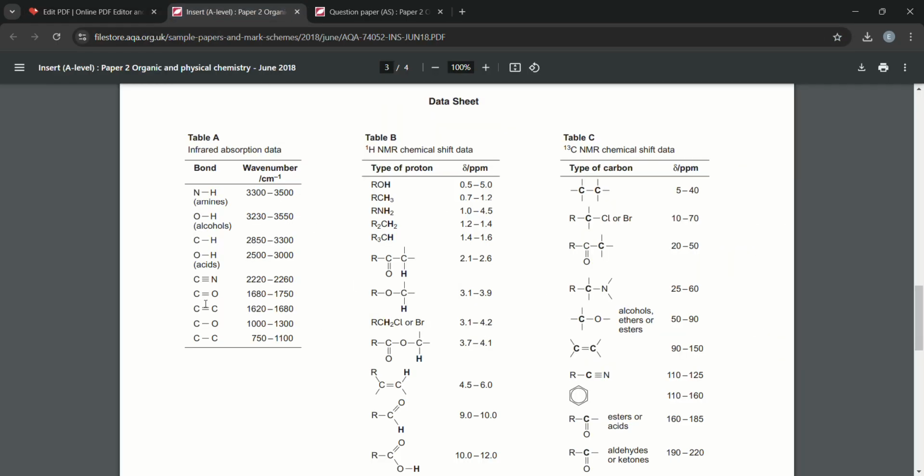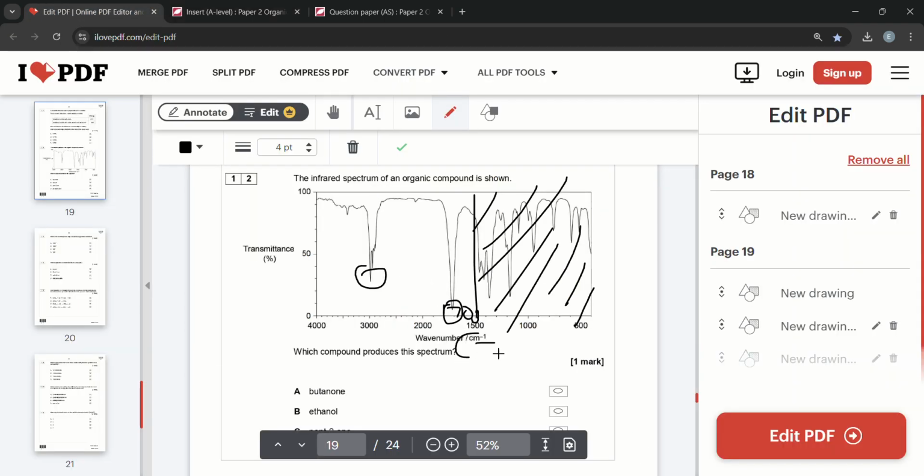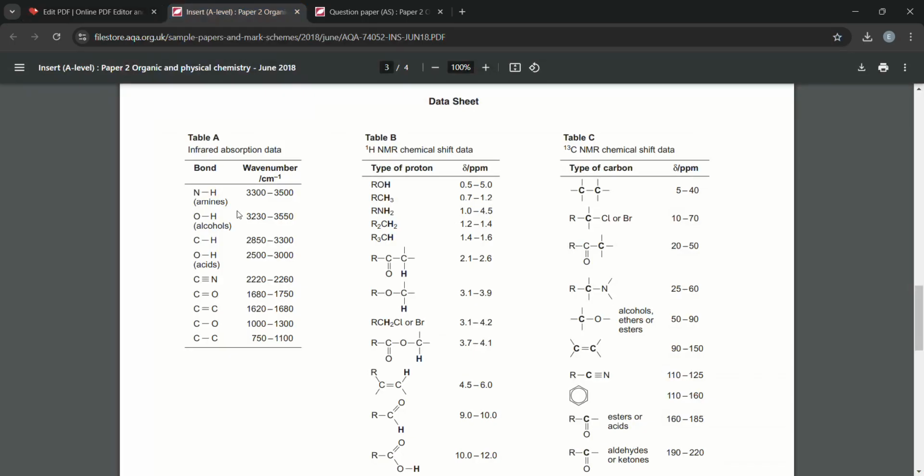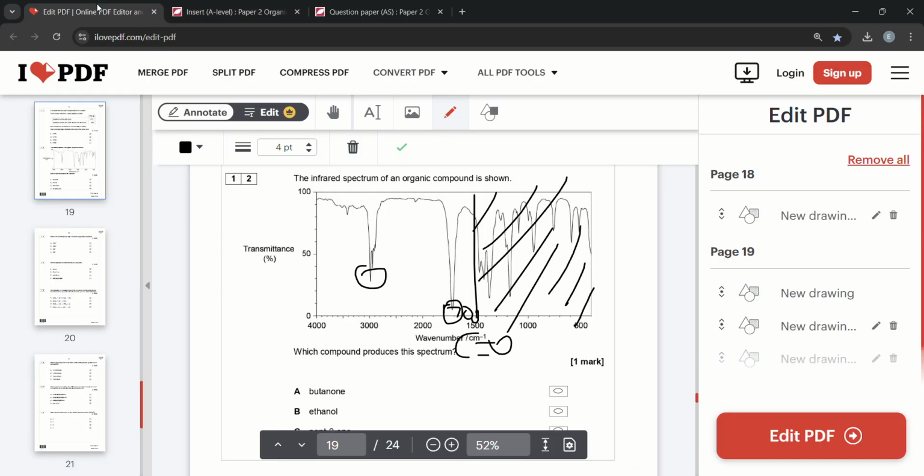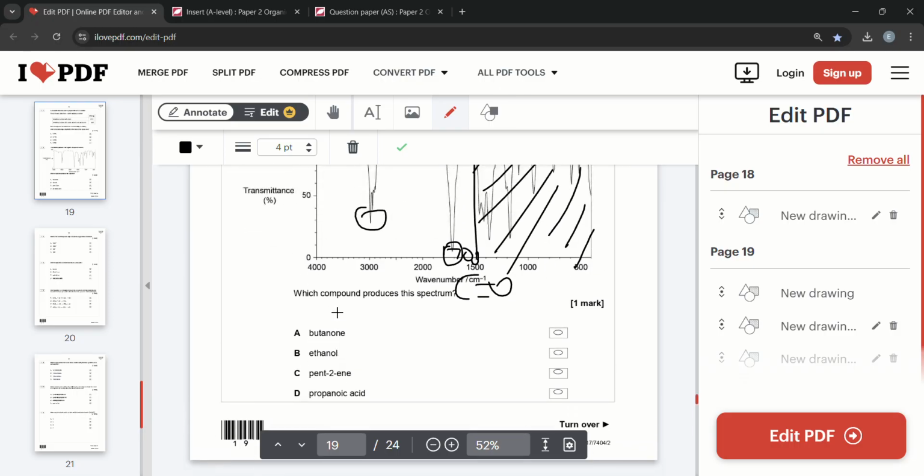Well, that has to be a C double bond O bond. The 3001 tells me that it's OH for an acid. But because it's got the C double bond O bond, it has to be... It can't be ethanol, it can't be pentene, because that's an alcohol, that's OH, and that's an alkene, carbon, carbon double bond. So it's either butanone or propanoic acid.